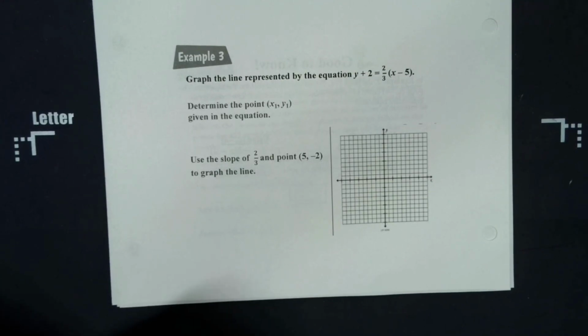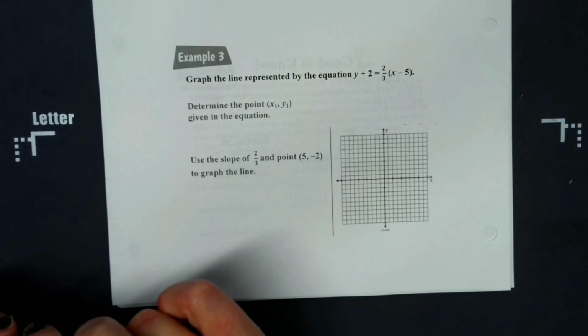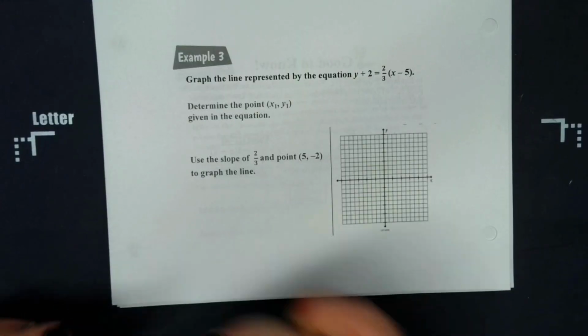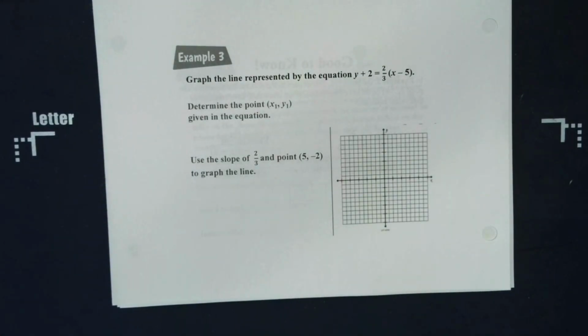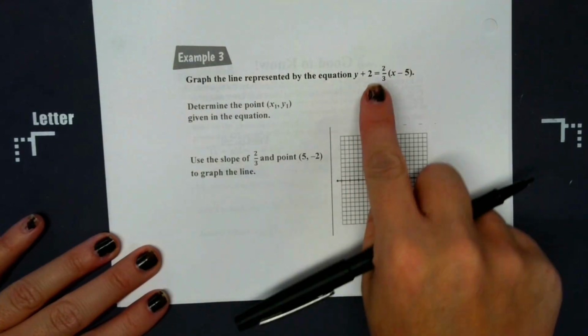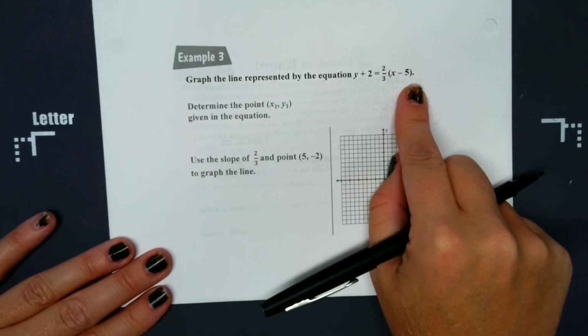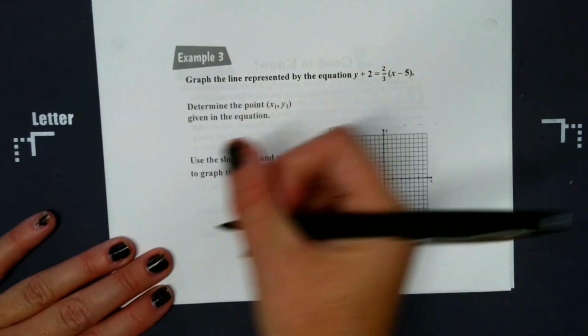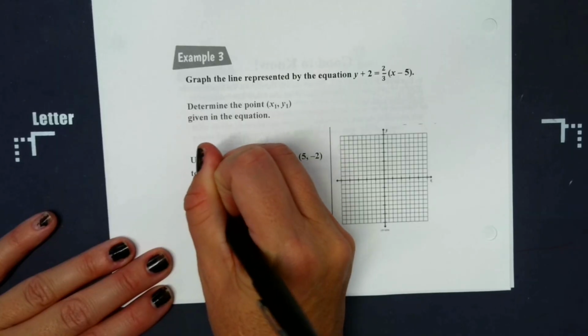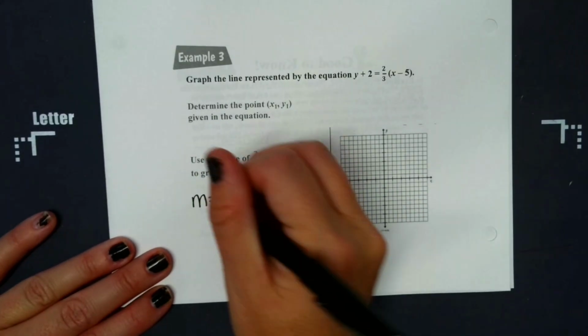Now we need to talk about graphing them, because it says I can write and graph. Have we already learned how to write them? Okay, now we got to learn how to graph them. So we're given this equation. Can you tell me what the slope is? 2/3. I agree with you.